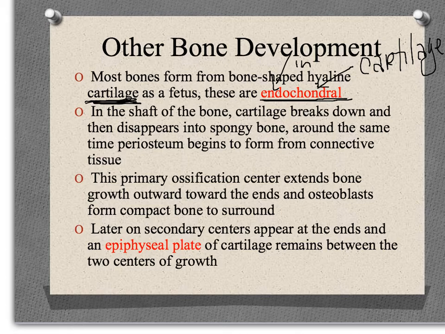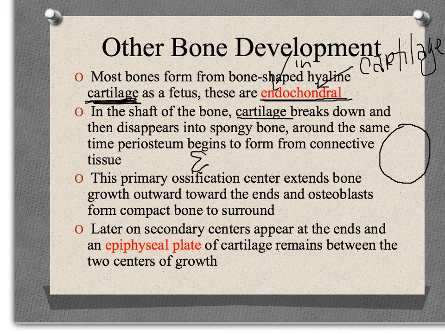So after birth, the shaft of the bone begins to release that cartilage. It starts to break down, and it gets replaced by spongy bone. While that is happening, the periosteum begins to form around the spongy bone, and it attaches to the connective tissue that already exists from the cartilage itself and from other connective tissue outside the bone.